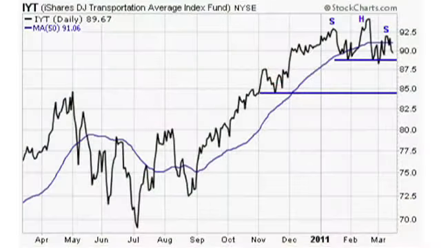Over here on this chart, this is a chart of the iShares Dow Jones Transportation Index Exchange Traded Fund. Basically, it's a stock that mimics the transportation index. And you can see here again, we've got this beautiful rising channel from September all the way up until about January of 2011. The stock's consistently making higher highs and consistently making higher lows.